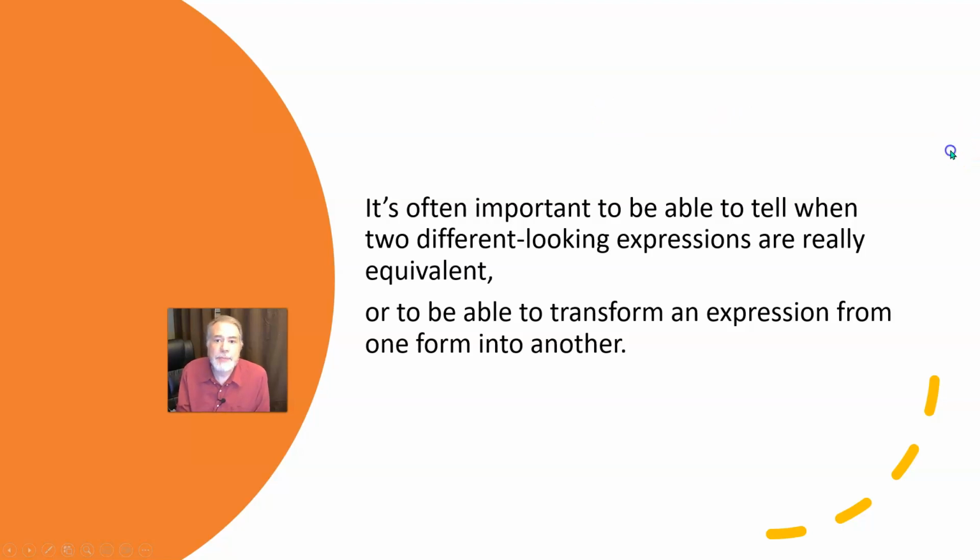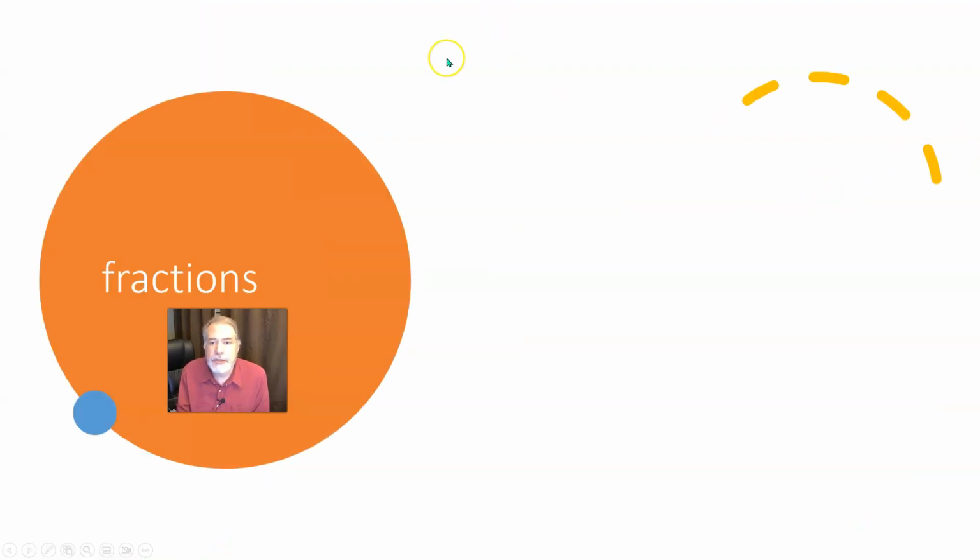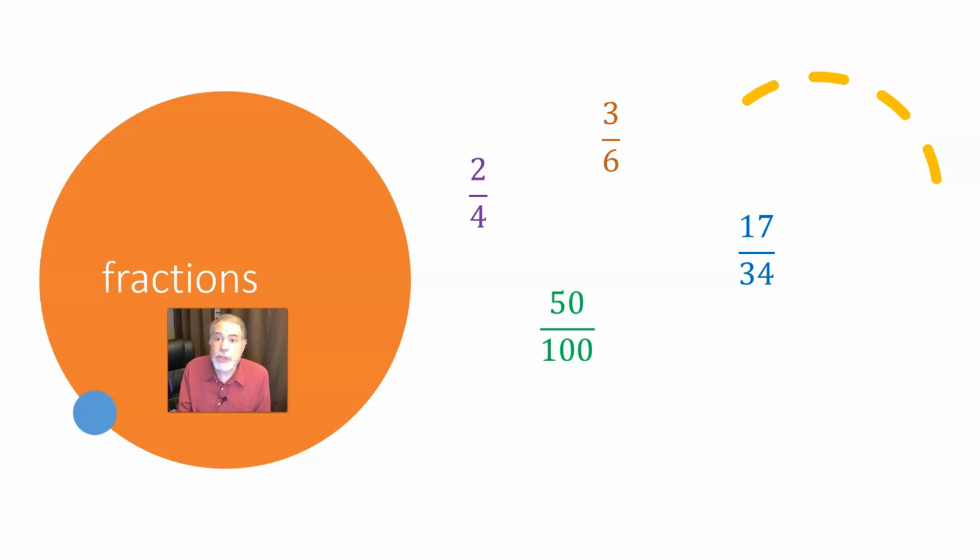So yet another example of that would be when you're working with fractions, something like 2/4 is equivalent to 3/6, which is equivalent to 17/34, which is equivalent to 50/100, which is equivalent to 1/2. So these are all different ways of writing the same number. They all represent the exact same number, just written in different ways. Which way is best? Well, that might depend on the context, on what you're doing.